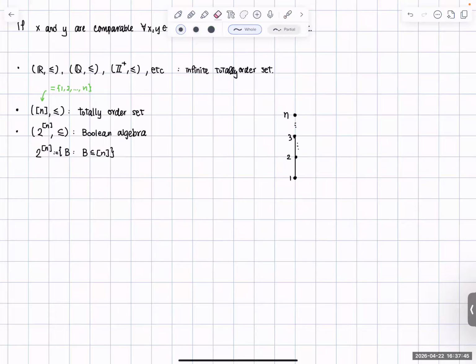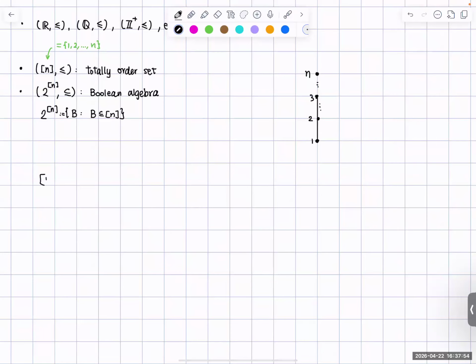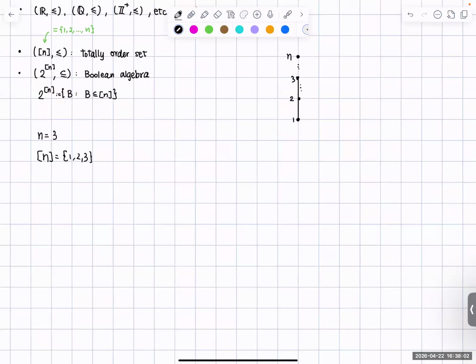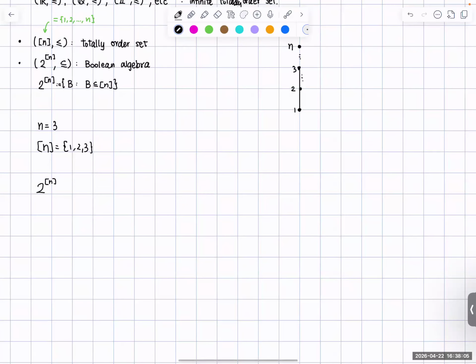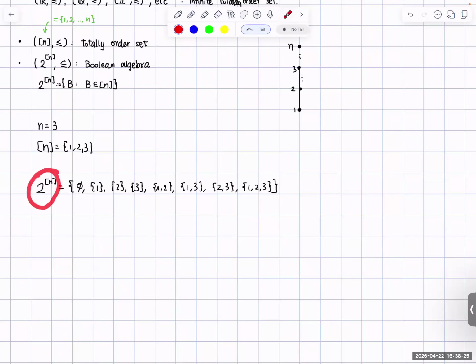Now, what will the Boolean algebra look like? Let's look at n equals maybe 3. So say n equals 3, then that would be 1, 2, and 3. So 2^n would be everything: the empty set, {1}, {2}, {3}, and then {1,2}, {1,3}, {2,3}, and {1,2,3}. So these are all the 8 elements inside the power set.